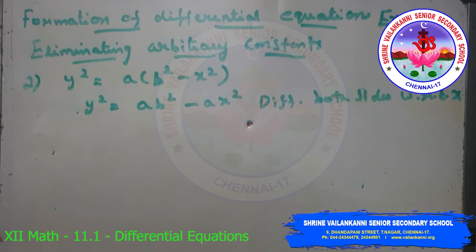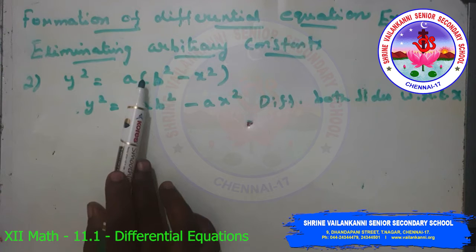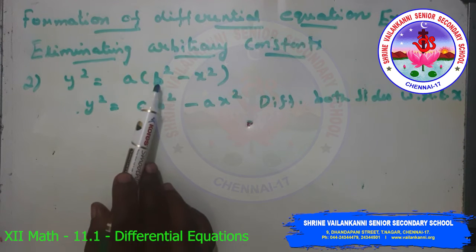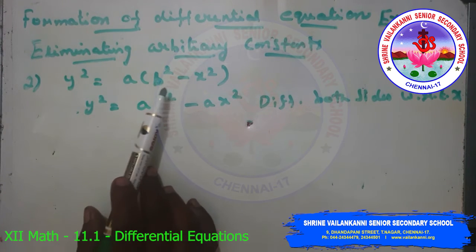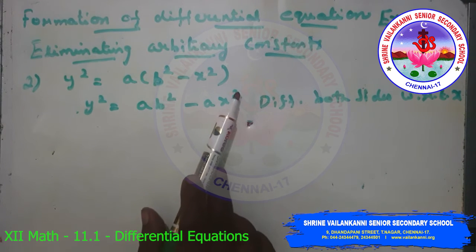Second one, y square equal to a into b square minus x square. Here we have two arbitrary constants a and b, and we have to eliminate these. So without a and b we have to form a differential equation. So y square equal to a into b square minus a into x square.